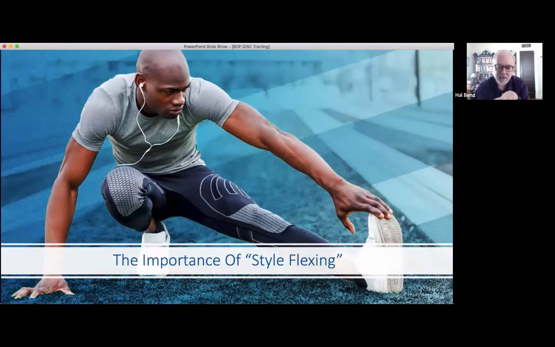Now, we do have to style flex, like I said. Only 3% of the population is D's, and only 14% of the population is I's. That means 17% of the population is outgoing enough to naturally do the kind of prospecting that really thrives in a sales environment. That's 17%. That means 83% of us need to style flex. And we need to learn how to do it and then go back and retool, right? I'm going to do it for an hour a day. I'm going to stretch that to an hour and a half a day. I'm going to stretch to 2 hours a day. And then I'm going to go do something nice for myself and recharge the batteries, because that was hard. And that's the nature of the beast, right?